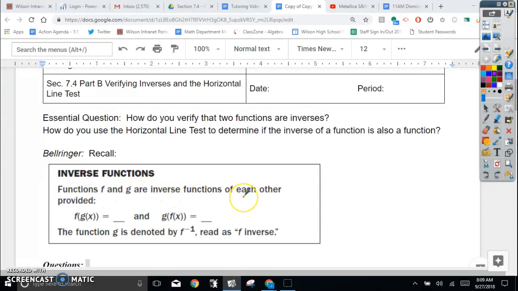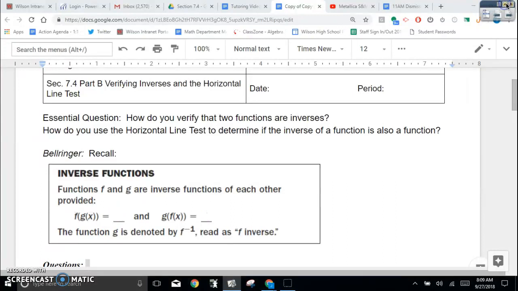Here's our definition. We're going to recall this from before. If we do the composition f of g of x, and that equals x, you know they are inverses. If you do g of f of x, and that also equals x, the function g is denoted by f to the negative 1, read as f inverse. They are inverses of one another. So that must hold true in order to be an inverse of one another.